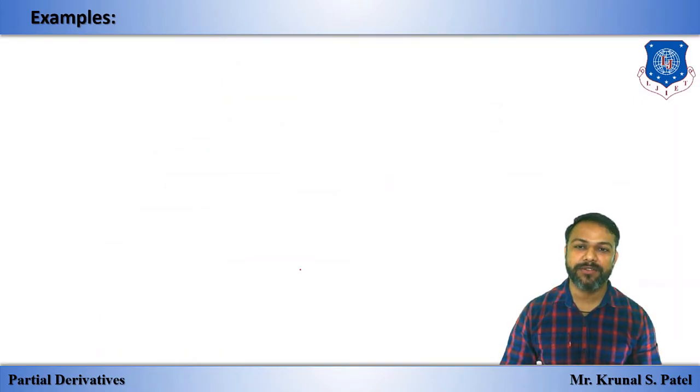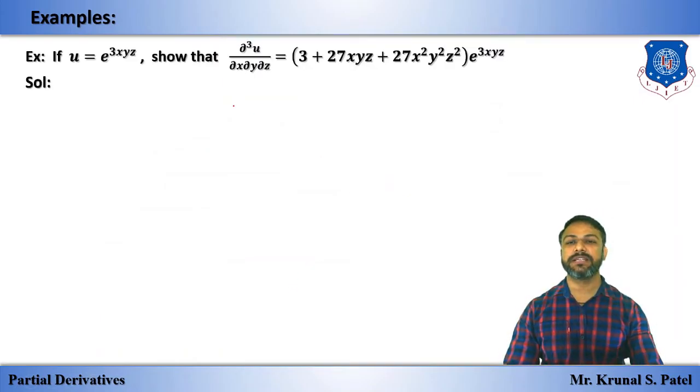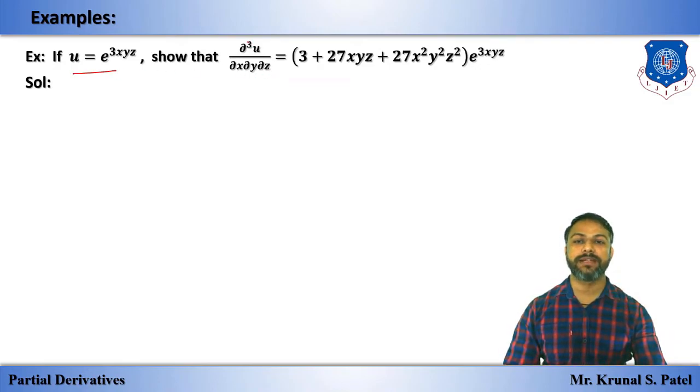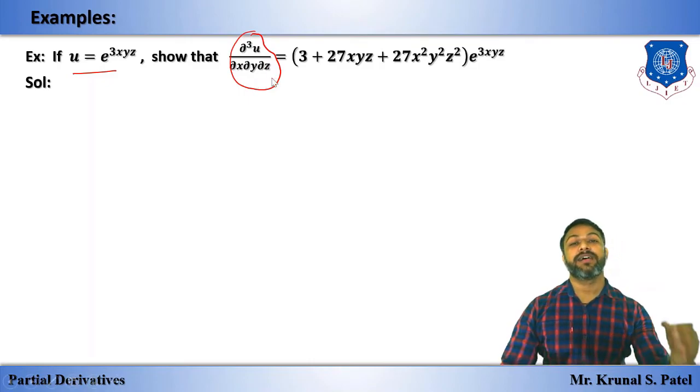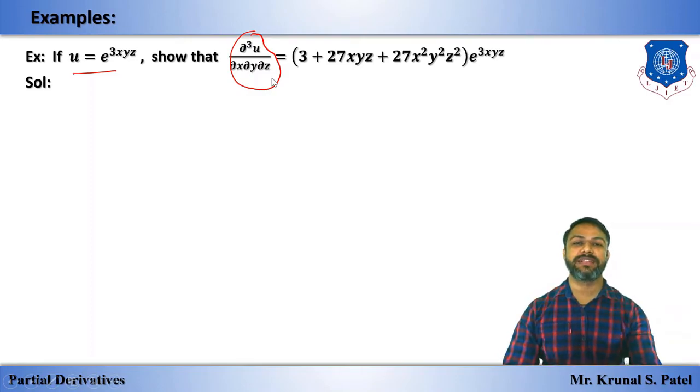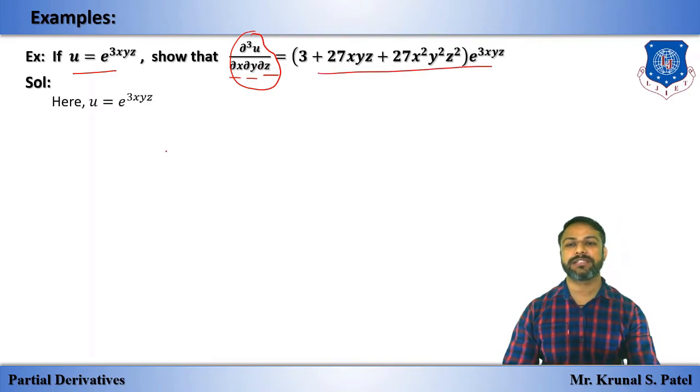One more example we have: if u is given, then show that del cube u by del x del y del z, that means the third derivative of u, in which order? From right to left. That means first we differentiate with respect to z, then y, then x. We will get this answer. How? Let's have a look.